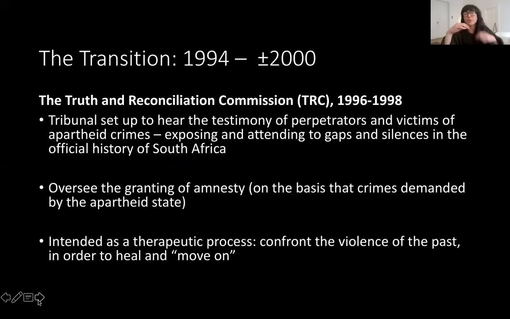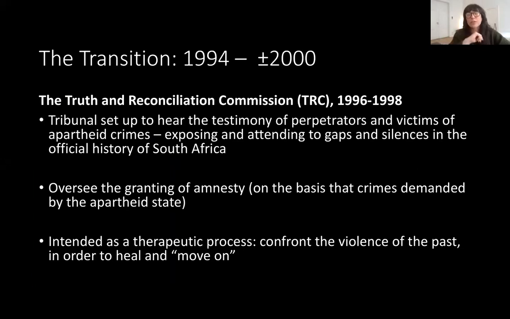So we've talked now about the interregnum. The last part of the presentation, I'm going to talk about the period of transition. So often called the transition, or the transitional phase of South African history, which is the period around about, I've said 1994, but probably more accurately, sort of 1991 to around about the first few years of the new millennium.